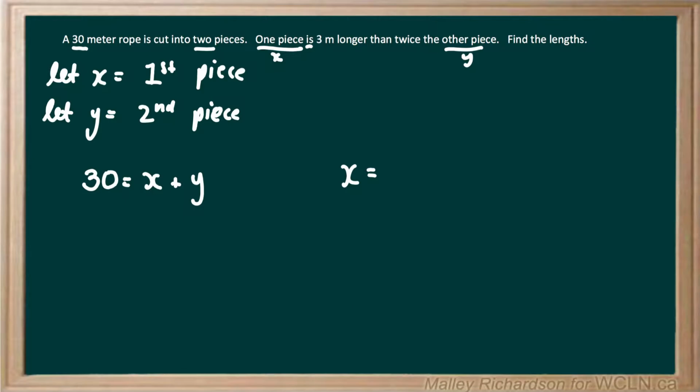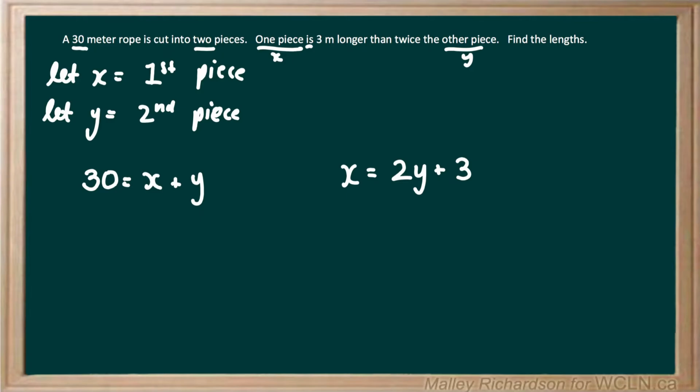So 3 meters longer than means we're going to add on 3 meters to twice the other piece. Twice the other piece means we're going to multiply 2 by y and then add on 3 meters because twice the other piece plus 3 meters gives us our first piece of x. So now we have our two equations, but we need to solve for x and y, so let's apply our method of substitution.